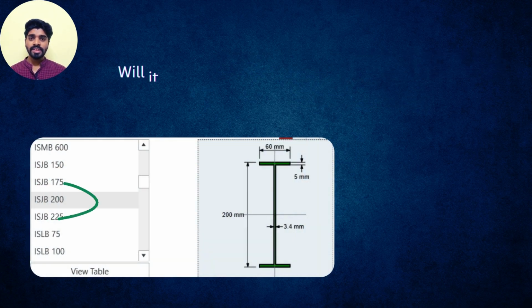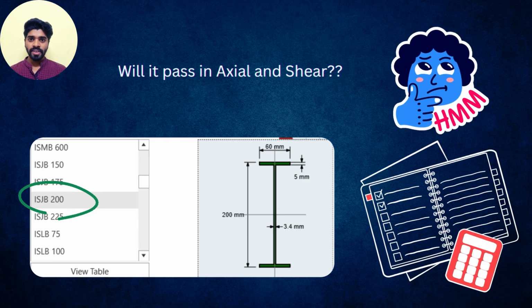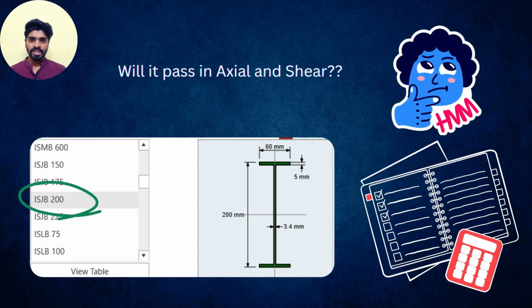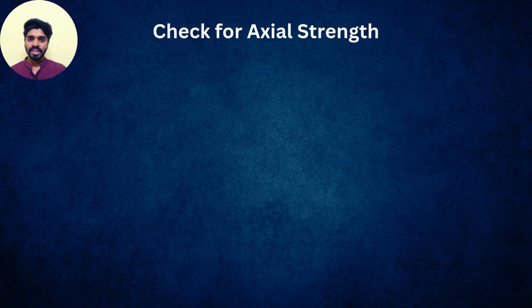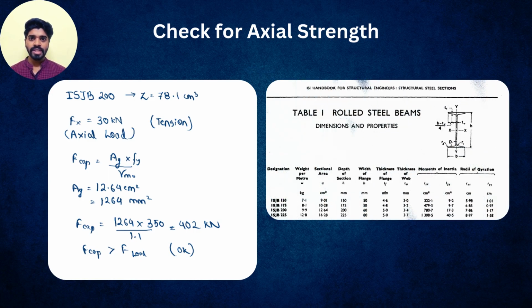Now he wants to check that this member is sufficiently passing in shear and axial force also. So he gave a basic calculation for axial force and shear force. The axial strength of this member will be gross area of the section into the yielding strength divided by some factor. And from this steel table, its gross area is 12.64 centimeter square. So 12.64 into the yielding strength divided by some factor. He found that it is around 400 kilonewton. It can sufficiently take 30 kilonewton axial force, and this axial force is in tension, so there is no issue at all.